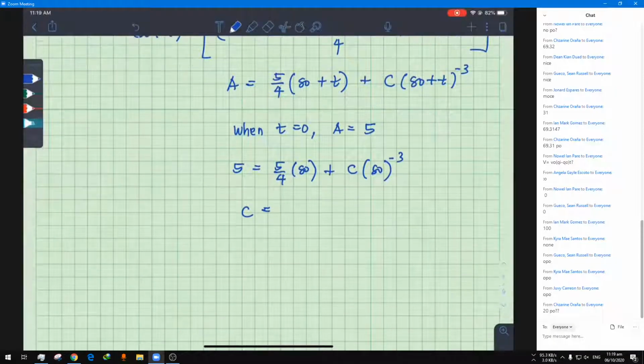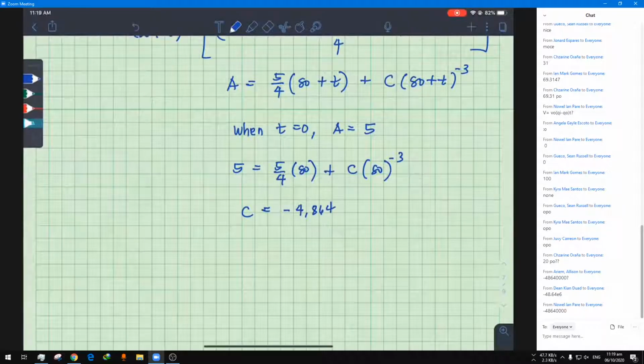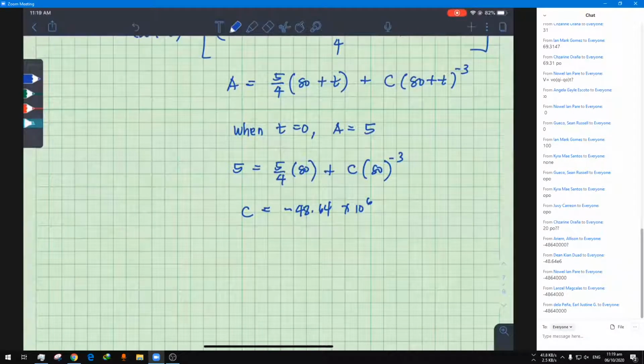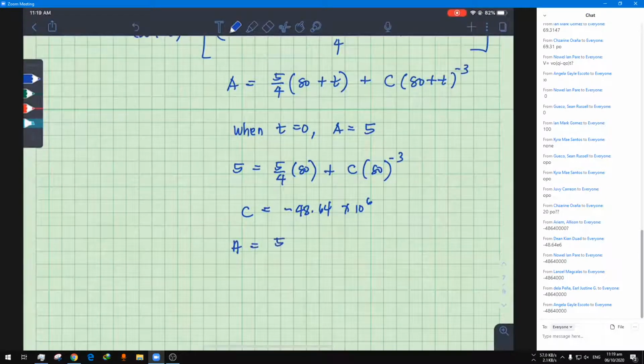Could you double check it ha? So nakukuha ko is negative 48.64 times 10 raised to 6. Negative 48.64. Tama, negative 48, no? So A then would be equal to 5 over 4.